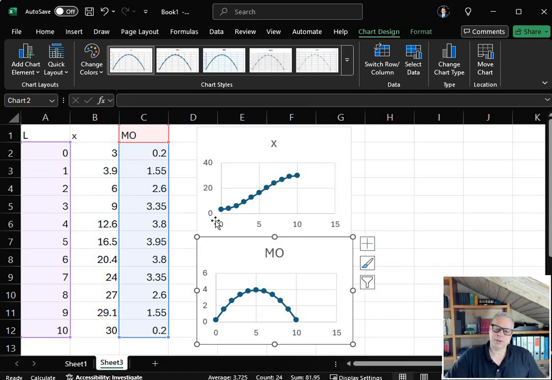Okay, so a typical production function is S-shaped, and a typical marginal output function is inversely U-shaped. Okay, so in the next one, let's talk about a typical cost function.